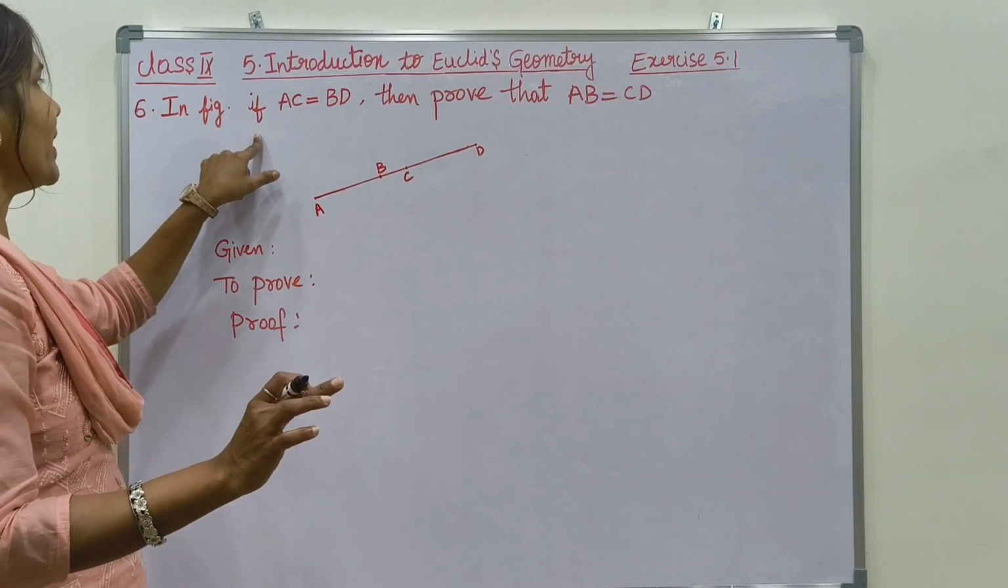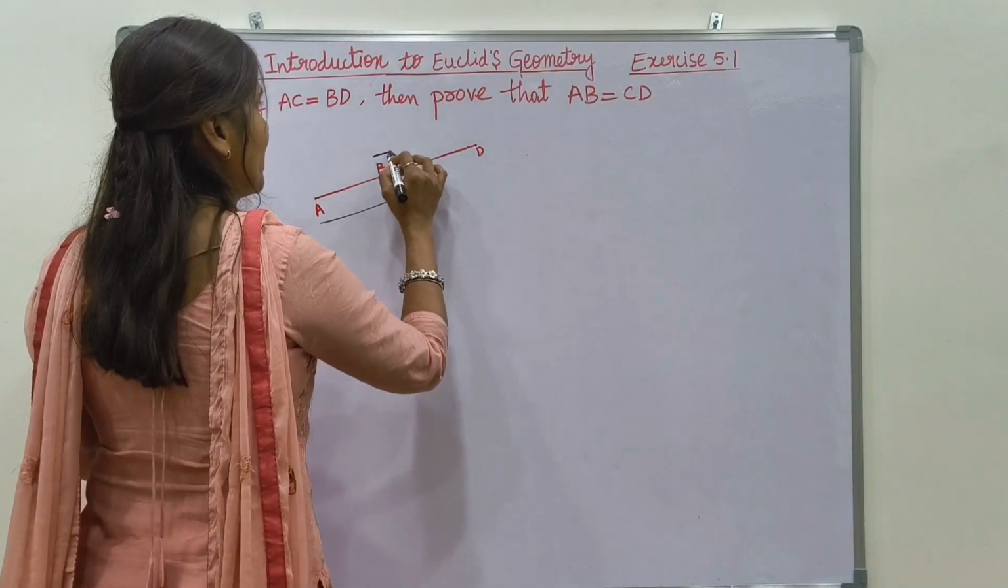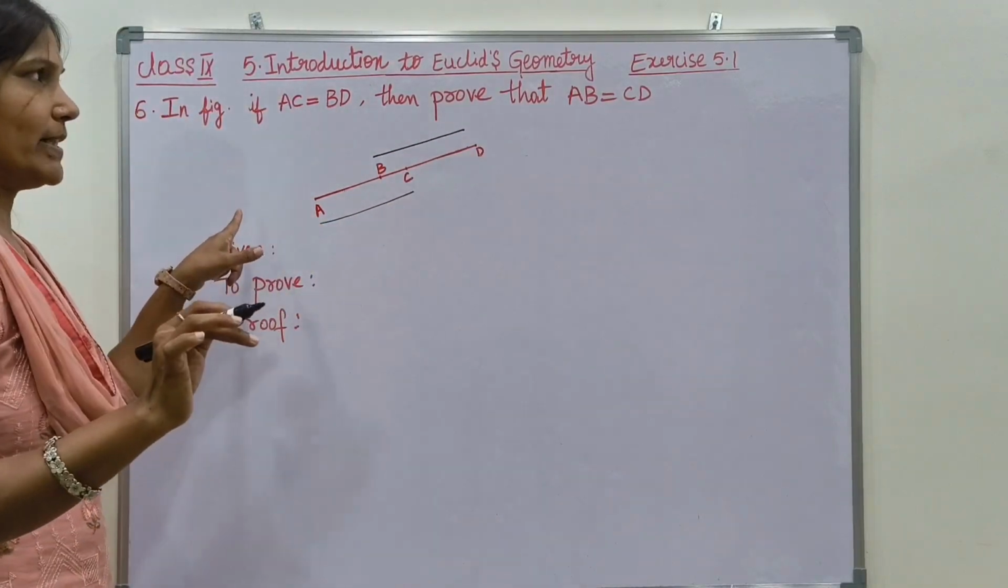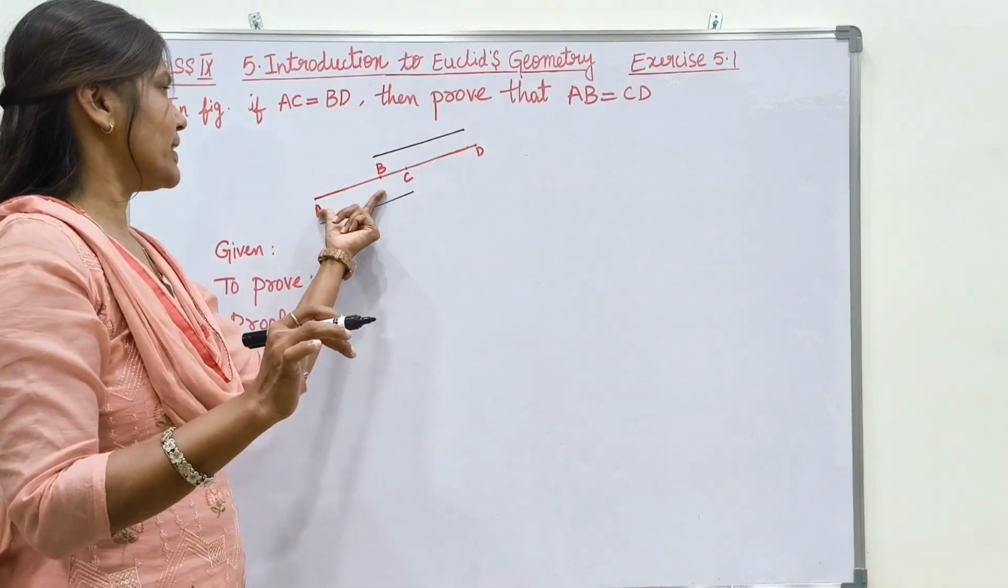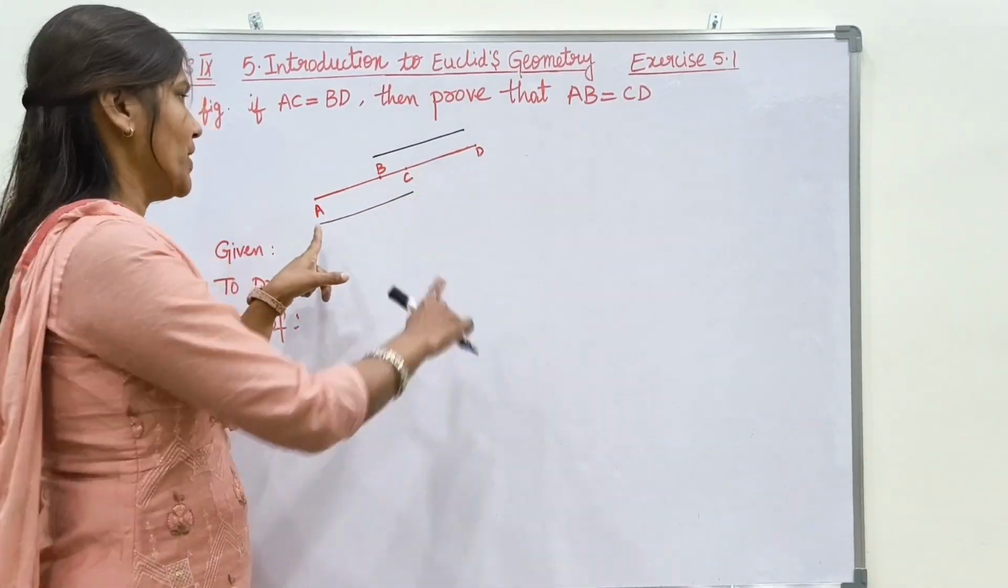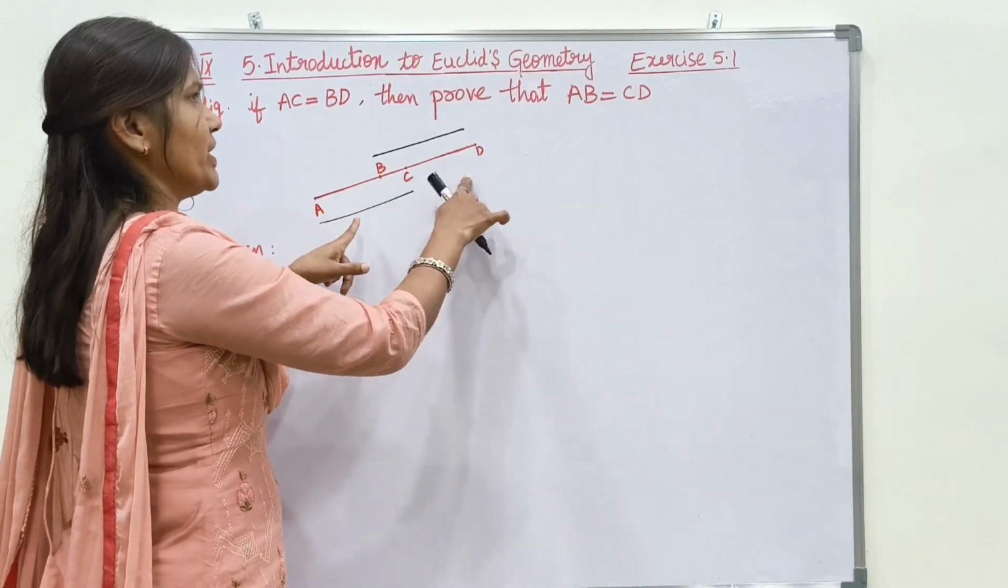See in the figure, AC is equal to BD. The AC measurement and BD measurement are both the same. Then we have to prove AB is equal to CD. Now we have to prove AB is equal to CD.